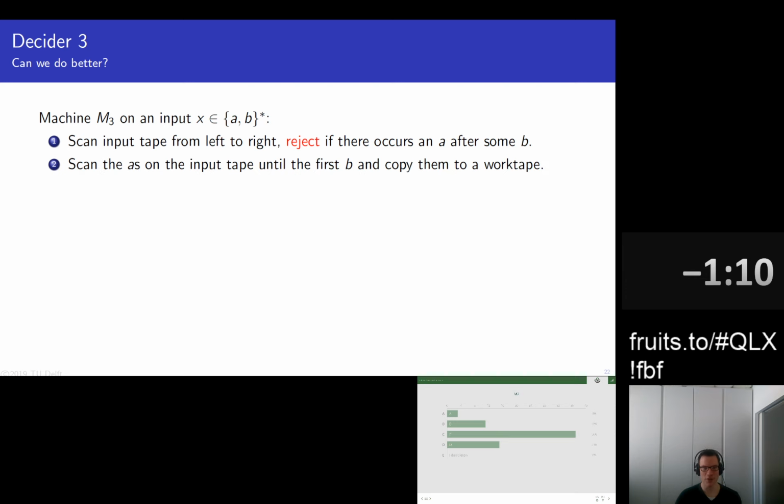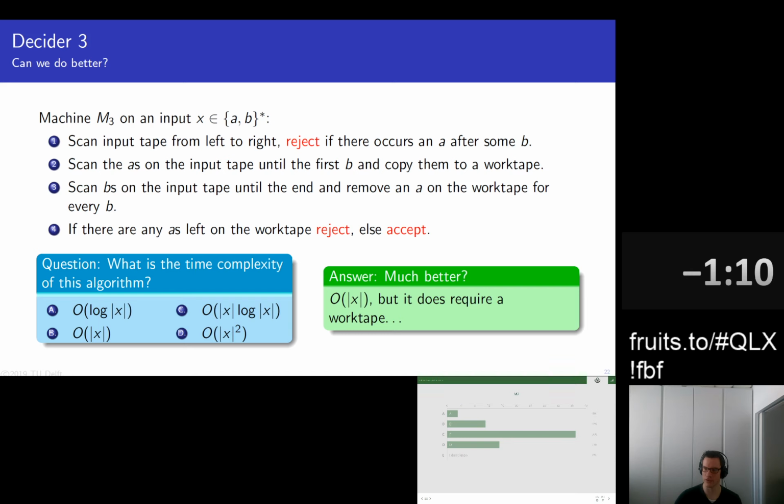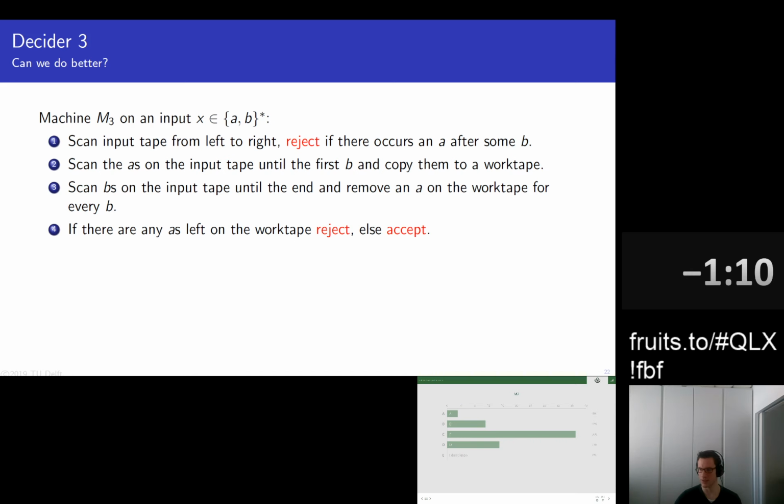So indeed, scan the A's on the input tape until you reach a B, and copy those onto a work tape while you're doing that. And now, as we scan the B's, every time I find one, I remove an A from the work tape. If I now have any A's left, that means there were more A's than B's, so I reject, otherwise I accept. So here's an alternative solution. It does use work tapes, but what is the time complexity of this one?